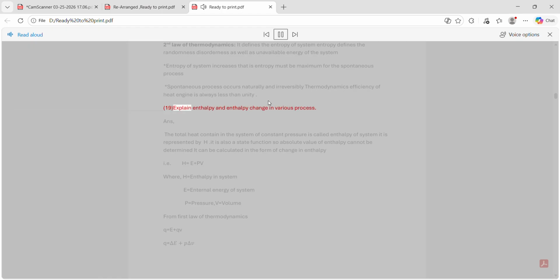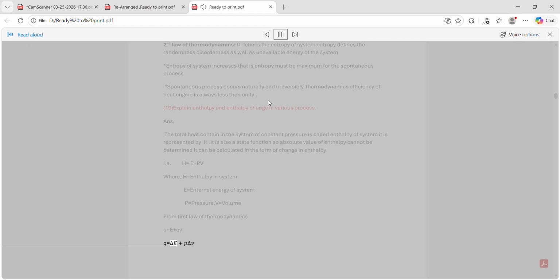19. Explain enthalpy and enthalpy change in various processes. Answer. The total heat contained in the system at constant pressure is called enthalpy of the system. It is represented by H. It is also a state function, so the absolute value of enthalpy cannot be determined. It can be calculated in the form of change in enthalpy. H equals E plus PV, where H is enthalpy of the system, E is internal energy of the system, P is pressure, V is volume. From the first law of thermodynamics, Q equals ΔE plus PΔV.